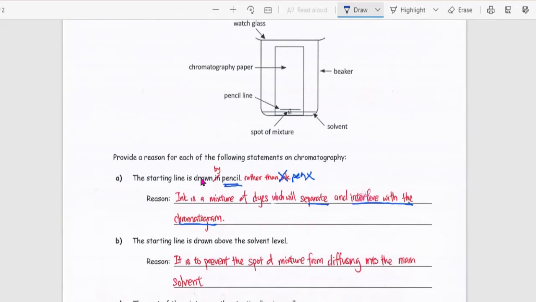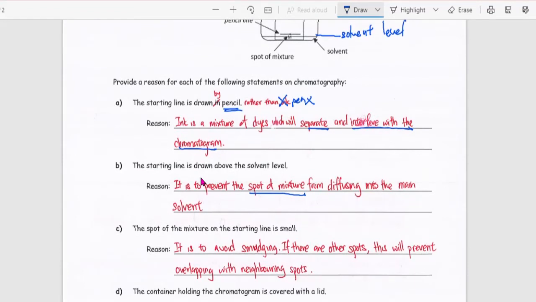Next one, the starting line is drawn above the solvent level. You can see this is the solvent level, and the line is drawn above it. Why? This is to prevent the spot or mixture from diffusing into the main solvent. When it's above, the spot will not diffuse into the solvent. Instead, it will flow upwards as the solvent is absorbed. But if it's inside the solvent, it will just dissolve into the solvent.